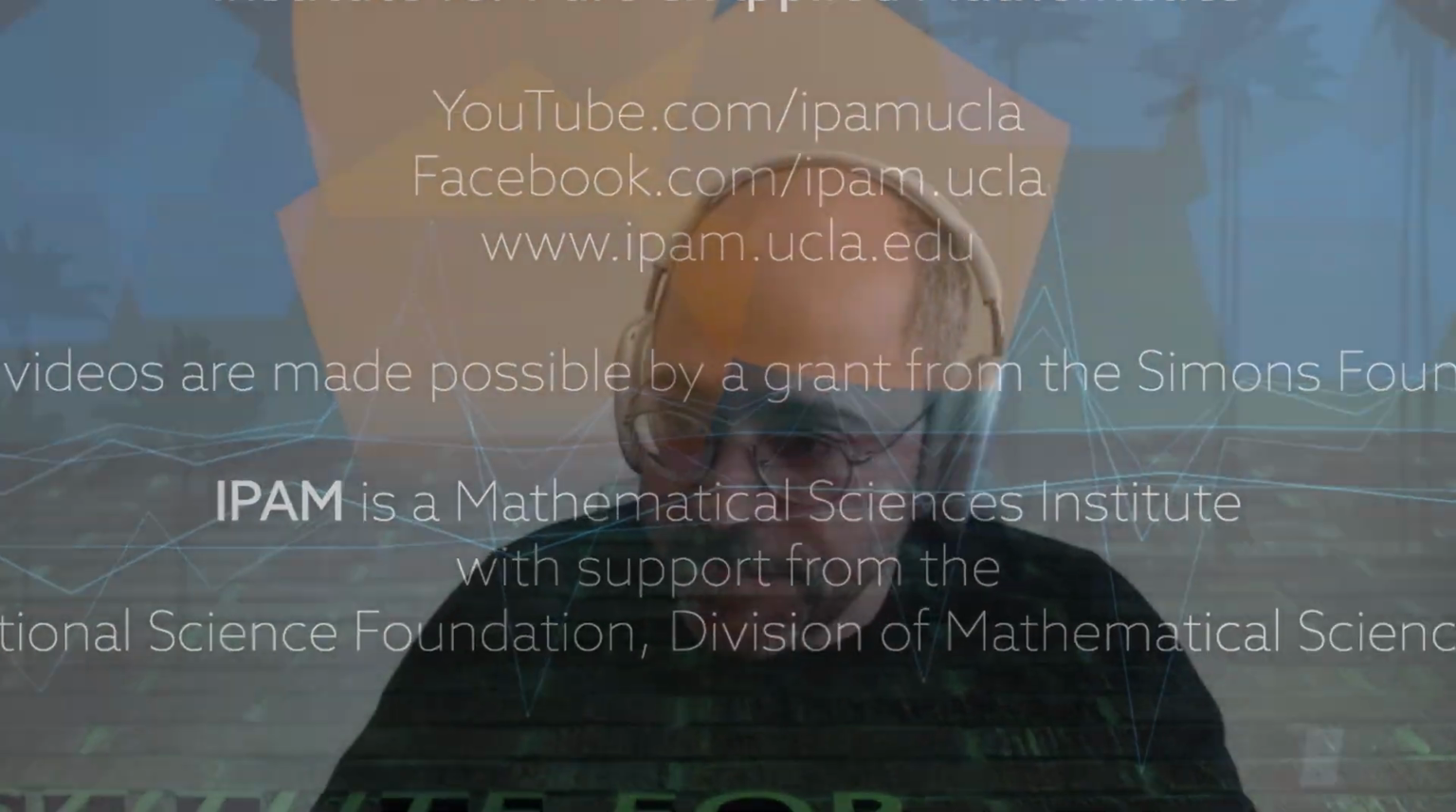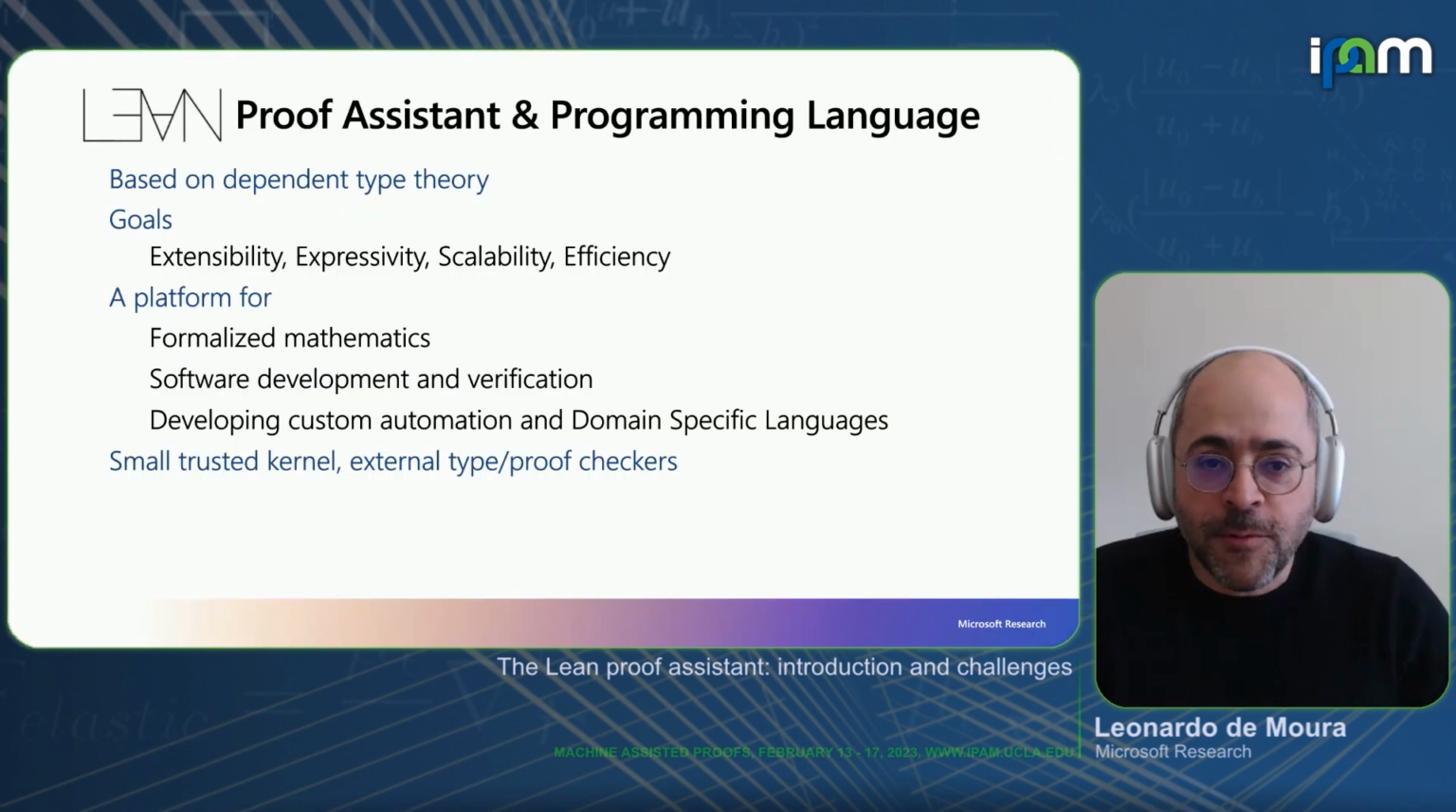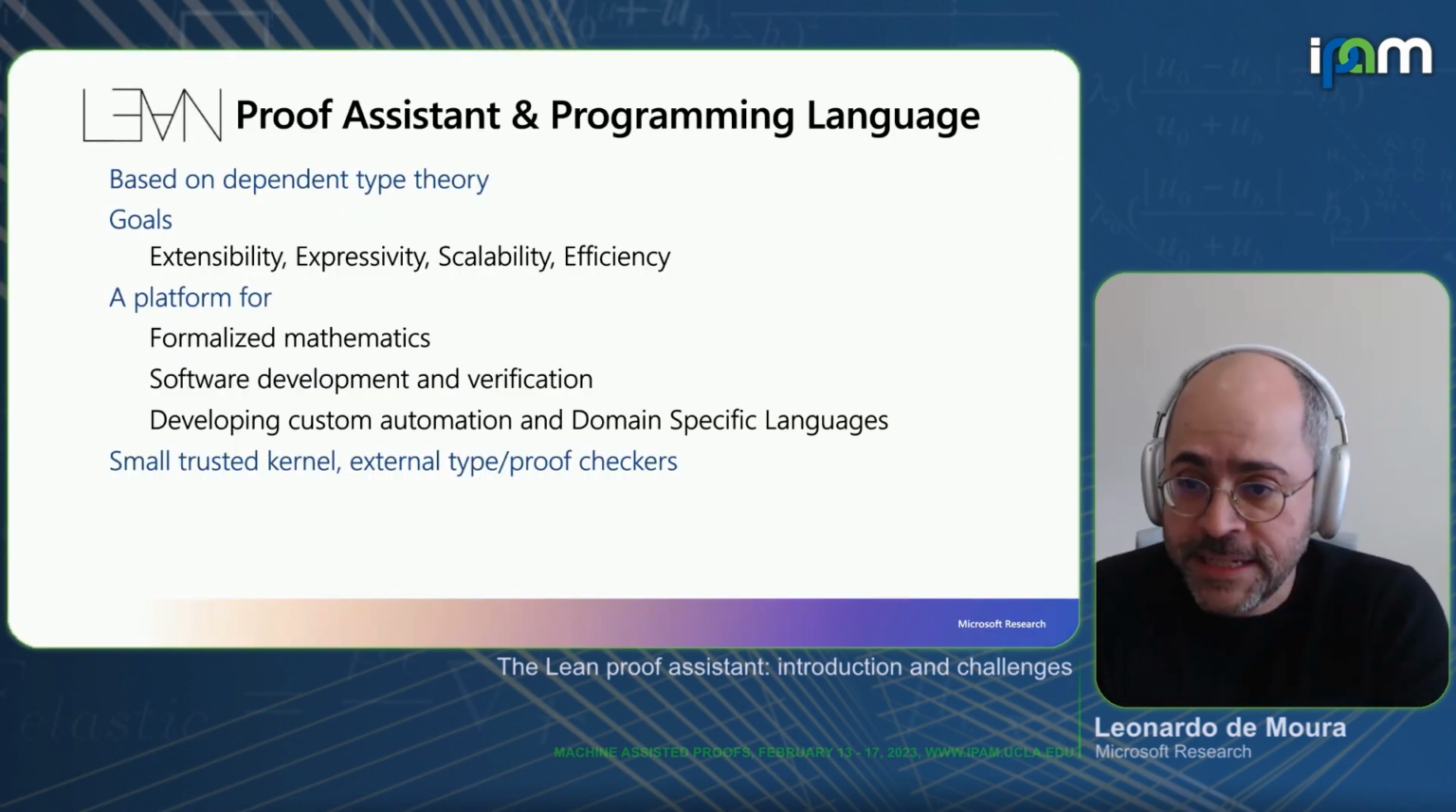Today, I'm going to talk about the Lean proof system. It's not going to be a technical talk. I just want to make an introduction and talk about the challenges. What's Lean? Lean is a proof system and also a programming language.